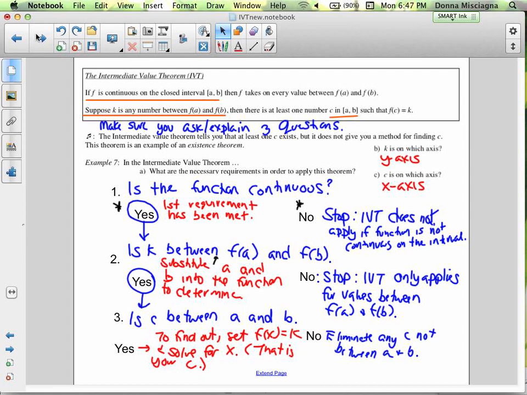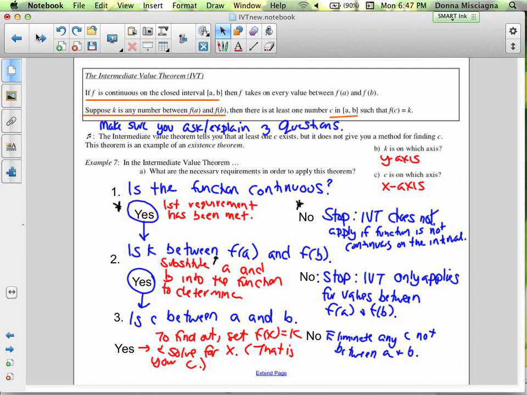All right, so if you say yes, your first requirement has been met. Now you must show that your function is continuous. Yes isn't just enough, but maybe it was given that it is a continuous function, continuous on the interval. So then you can say your function is continuous on a closed interval.